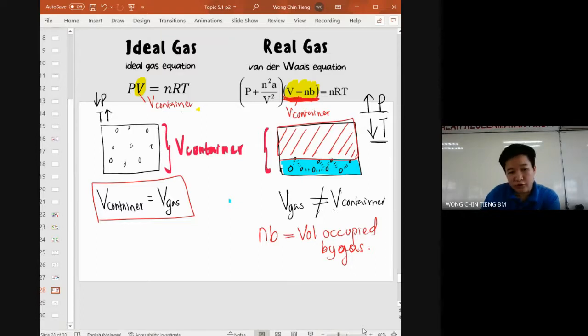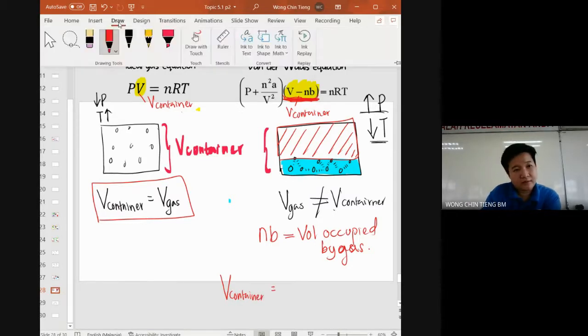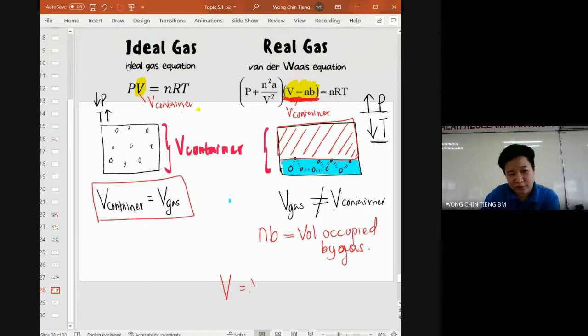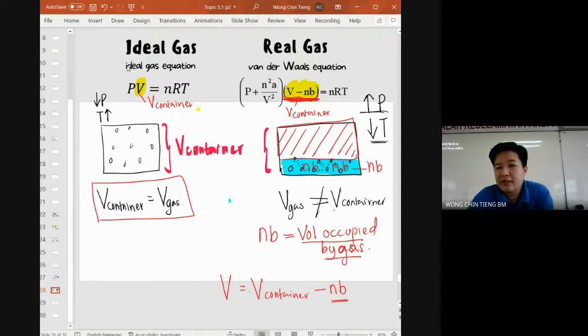Okay? So what we need to do is take the total volume of the container, equals to, no. What we want is the volume that I shaded, equals to the volume of container minus nb, because nb is the volume occupied by the gas. This is nb. Alright, this is our nb. So you have to subtract, because I only want the area that I shaded. So the total volume of the container minus nb, so that I get only the shaded area.